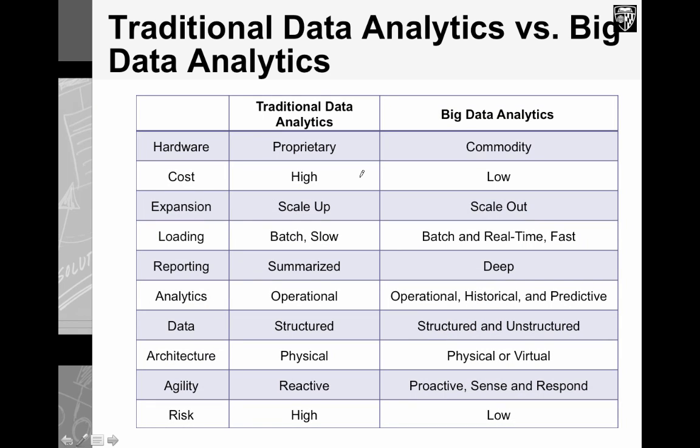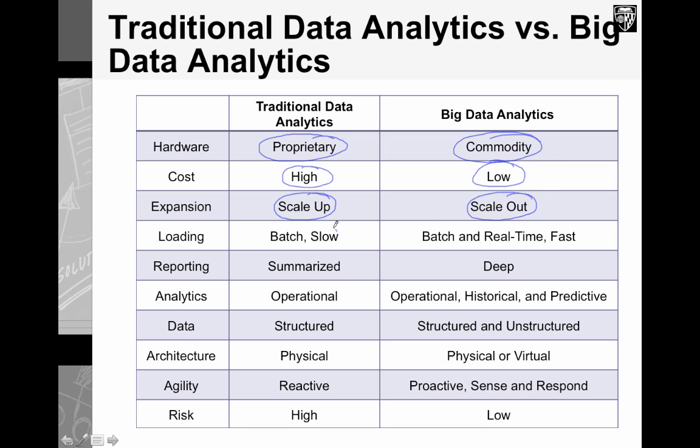Now, let's look at traditional data analytics from a slightly different perspective. In terms of hardware, traditional analytics uses proprietary hardware, whereas big data analytics uses commodity hardware. In traditional analytics, the cost is high because you're using proprietary hardware and software, whereas in big data analytics, you're using commodity hardware and also open source software. In traditional analytics, you typically scale up by adding more and more CPUs and bigger memory, whereas in big data analytics, you scale out rather than scale up.